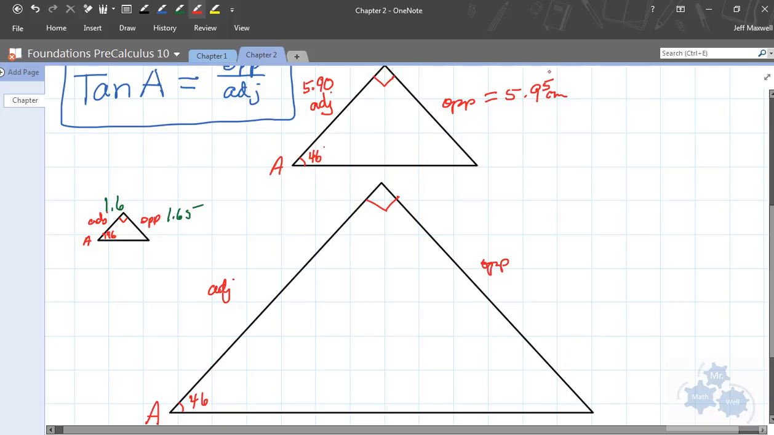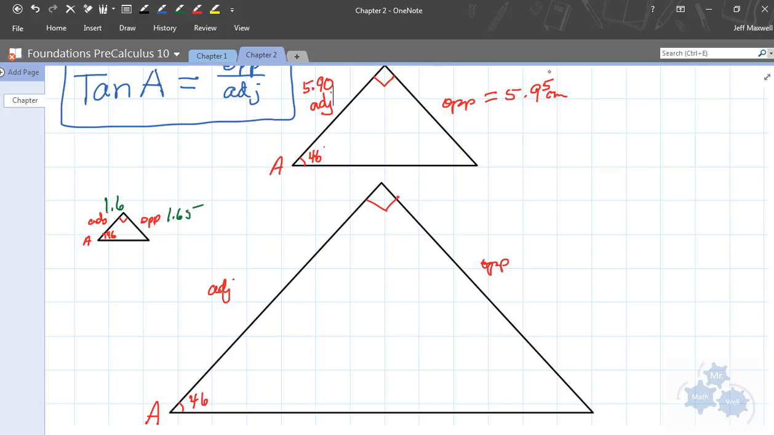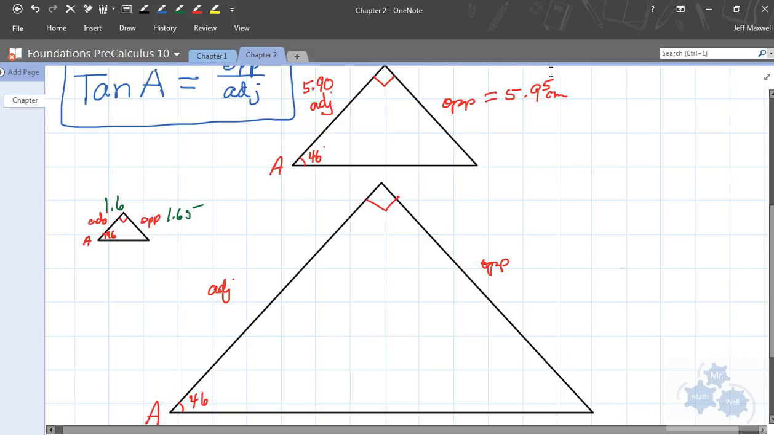And finally, this last one here is going to be 13.4. These are all centimeters. And this one over here will be 13.5.